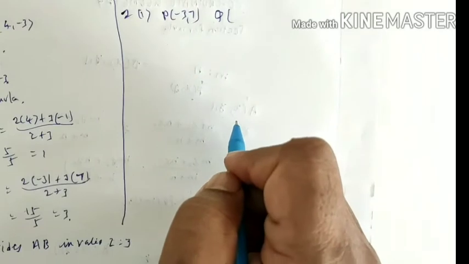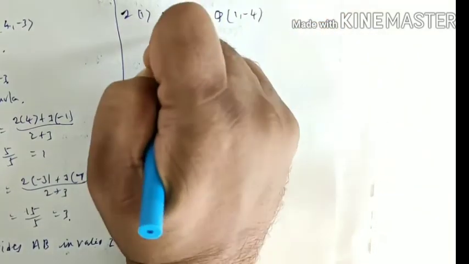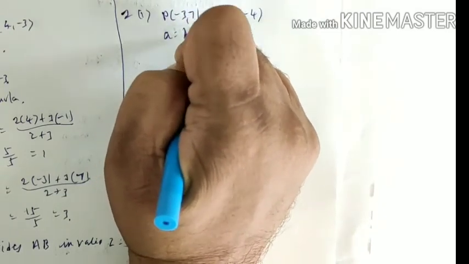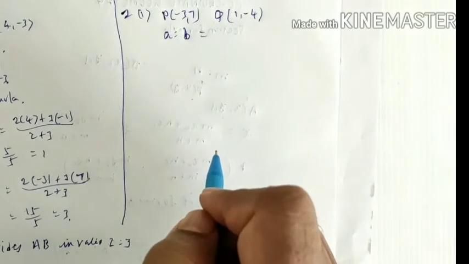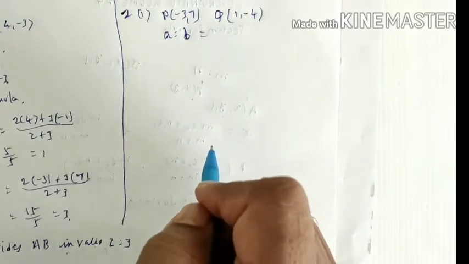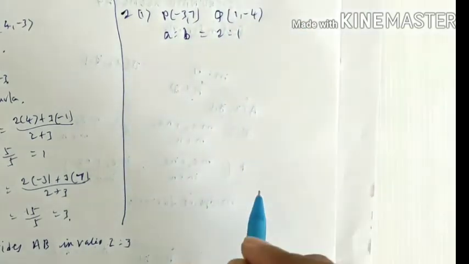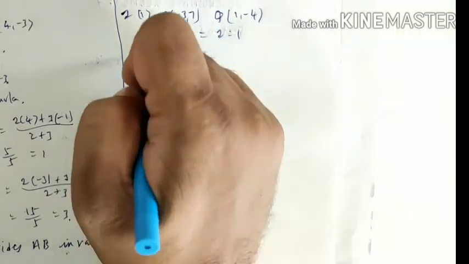Q is given (1, -4), and our ratio A:B is given as 2:1. We want to find the coordinates of point A.